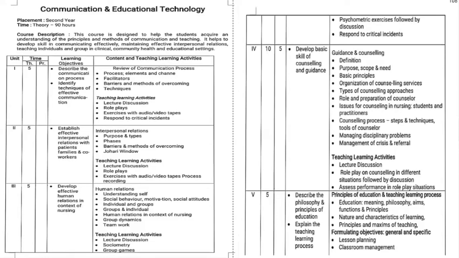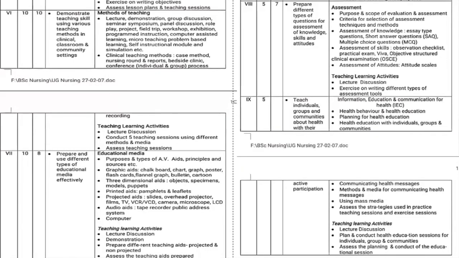Next, unit 6. Unit 6 is very important. There is a main long essay; they will ask the long essay in this unit only. Methods of teaching: 10 hours theory class and 10 hours practical. You have to give one lesson plan and conduct the class in front of your juniors, I mean, first years.